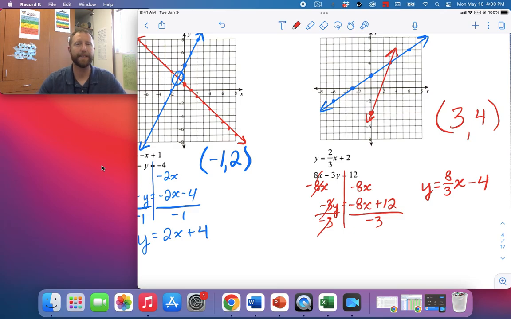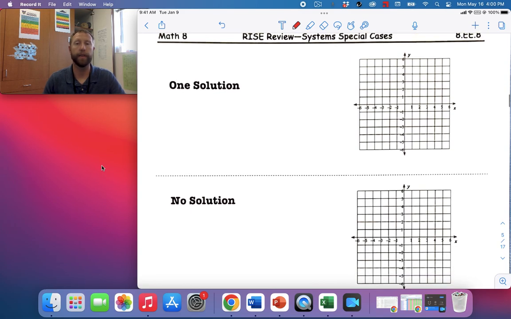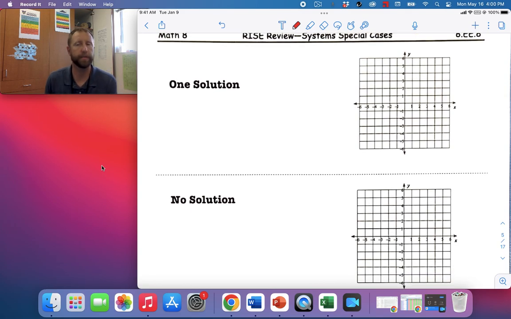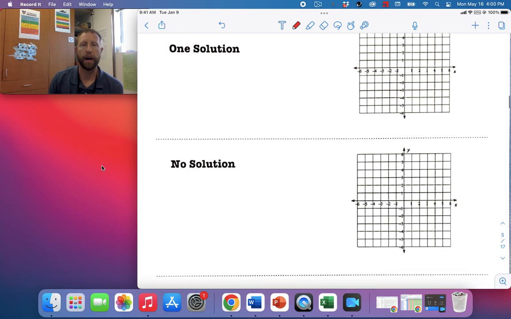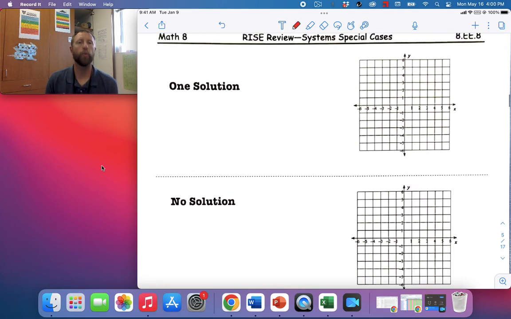All right, moving on. You guys remember that there were special cases with systems of equations, okay? The one solution, the no solution, or the infinitely many solutions. So for one solution, one thing I want us to write down here first is that when I was looking at the equations, for all of those 4 problems that we just did, they all had one solution. They all intersected one time. So what was it about those equations?